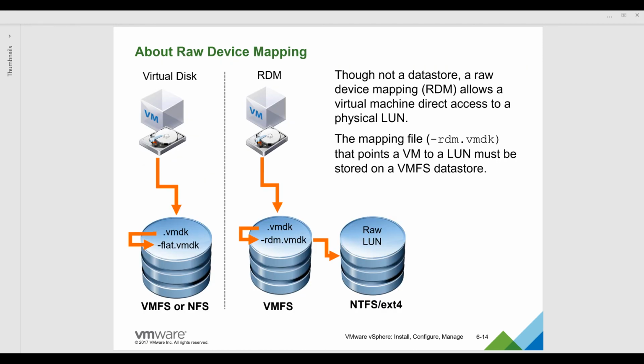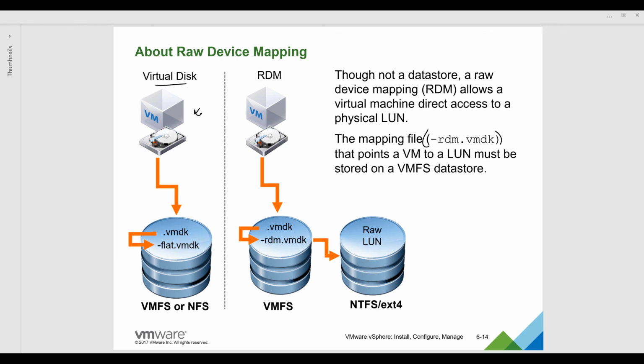Raw device mapping is a file stored in a VMFS volume that acts as a proxy for your raw physical device. Although it's not a data store, the raw device mapping also allows the virtual machine direct access to the physical LUN. The mapping file, -rdm.vmdk, points a VM to a LUN that has to be stored on that VMFS data store.